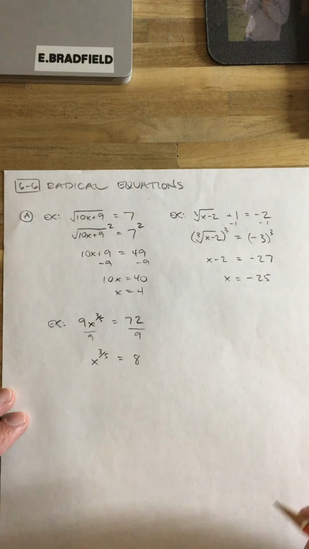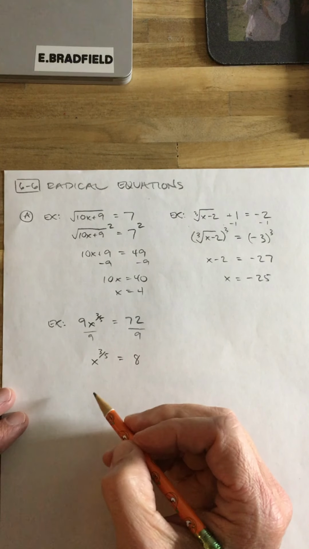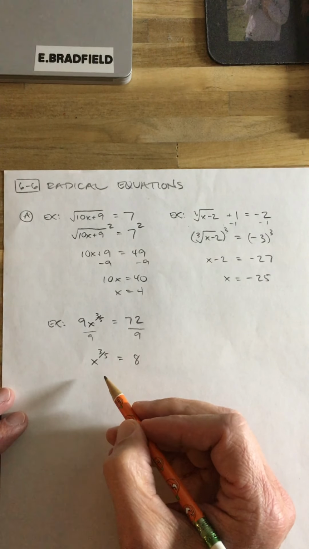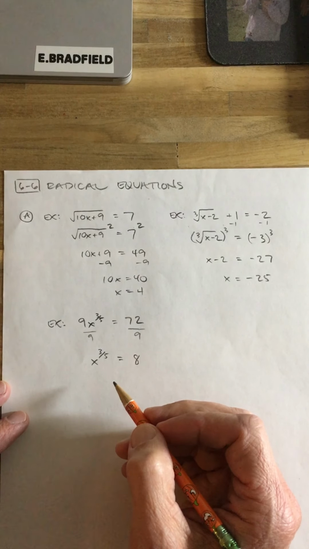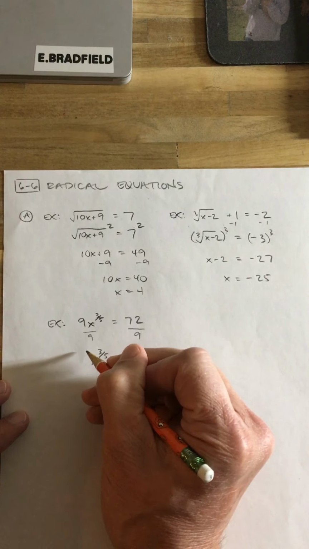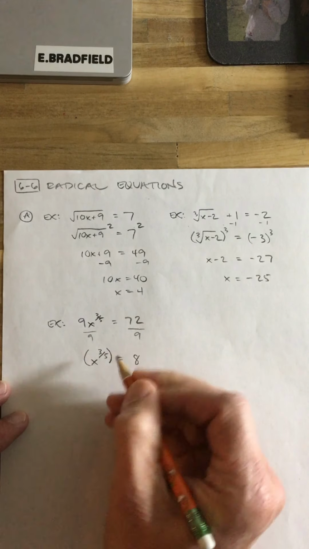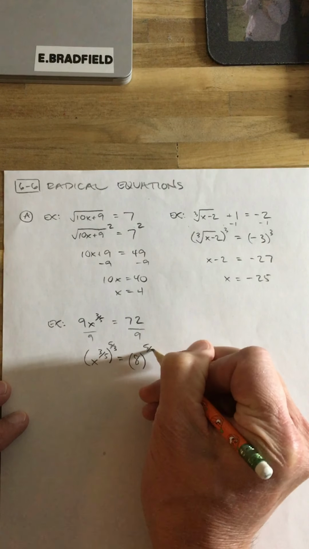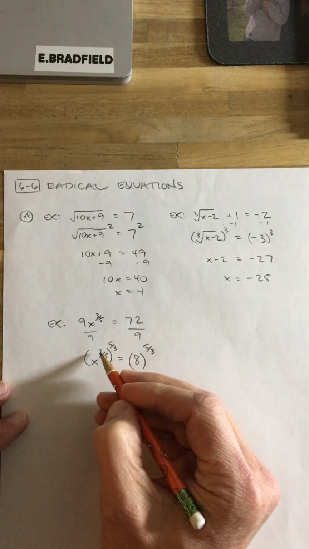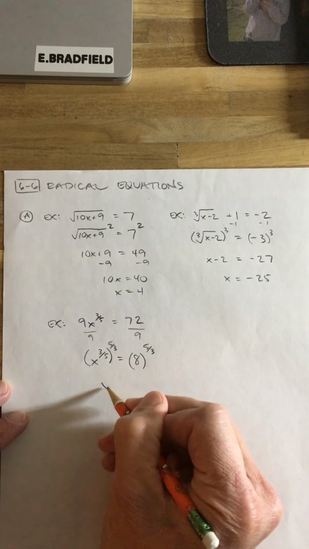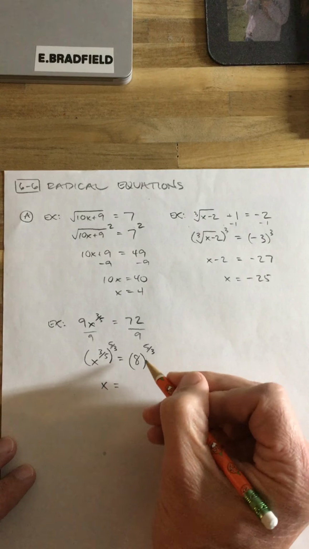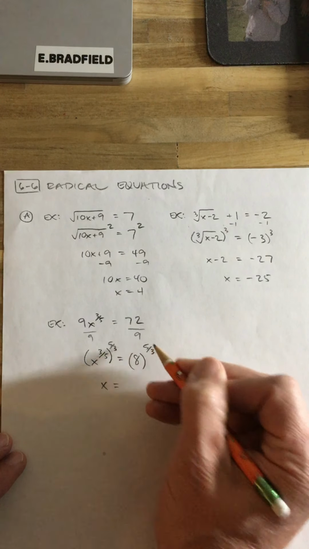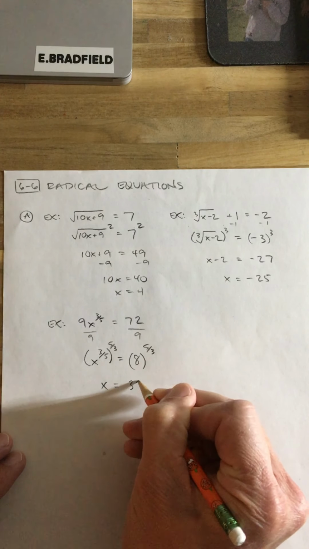Now the trick with this one is, remember the power here is 3. What would you do to get rid of that? You would take the cubed root. The root here is 5. What would you do to get rid of that? You would raise it to the power of 5. So the trick is to raise this to the power of the reciprocal, the 5/3, and we do the same thing on the other side. Now the 3/5 times the 5/3 cancels, and we're just left with x equals. Now do the root first. The cubed root of 8 is 2, and then 2 to the 5th power is 32.